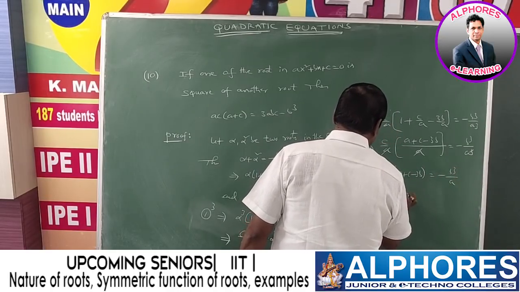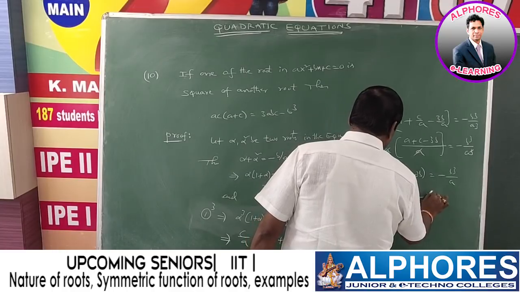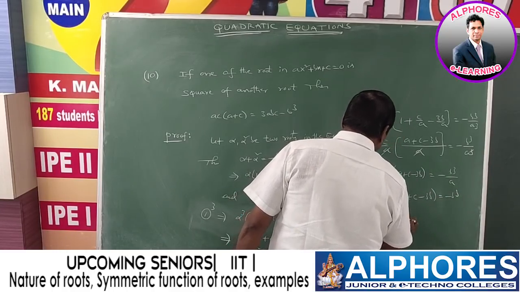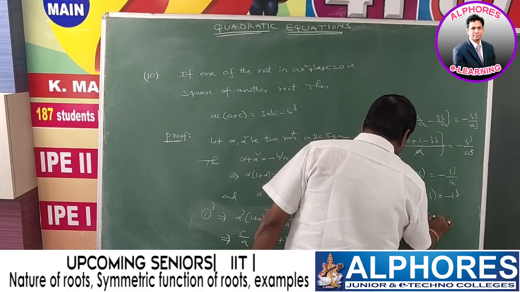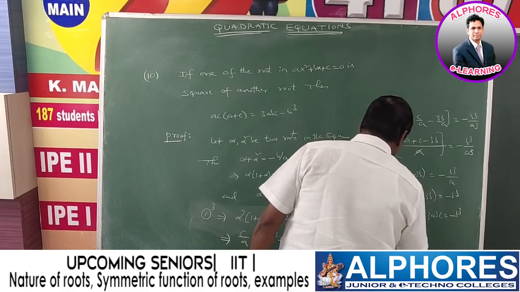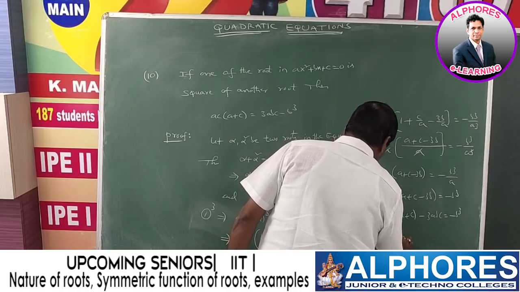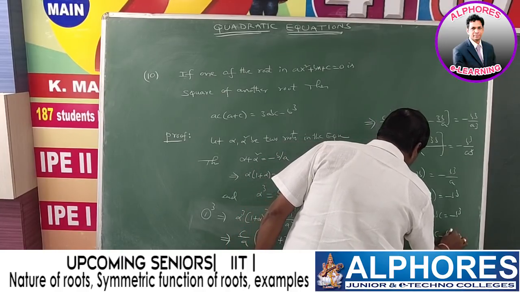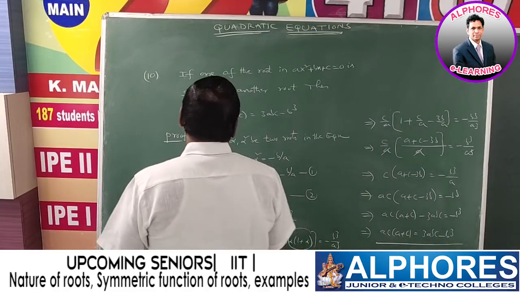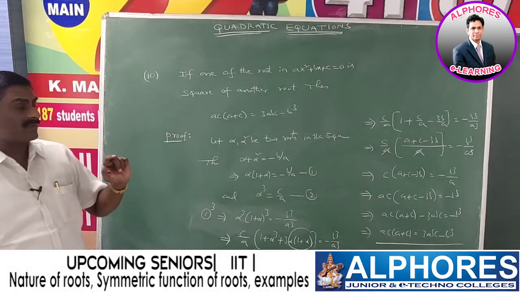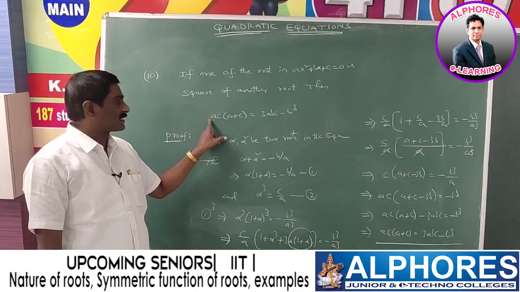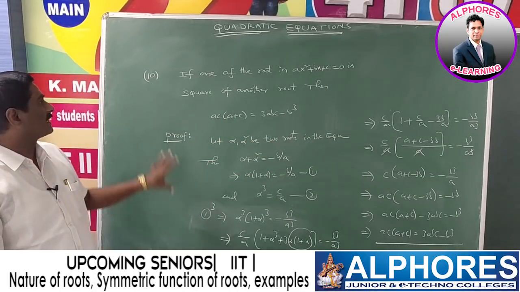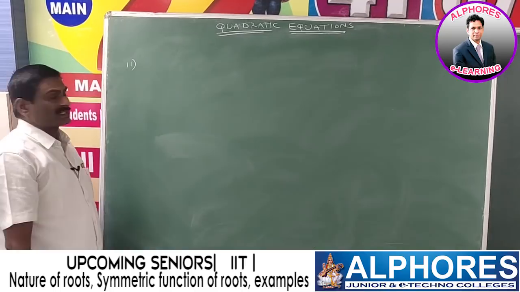After cross multiplication, ac into a plus c minus 3b is equal to minus b cube. That implies ac into a plus c minus 3abc is equal to minus b cube. That implies ac into a plus c is equal to 3abc minus b cube. If one of the roots is the square of the other root, then the condition is ac into a plus c is equal to 3abc minus b cube. It is property number 10. 11th property.